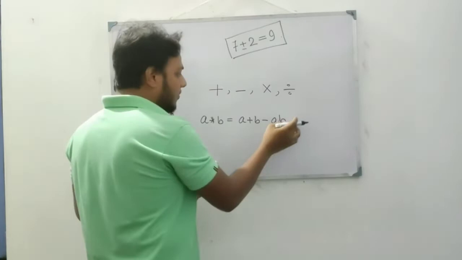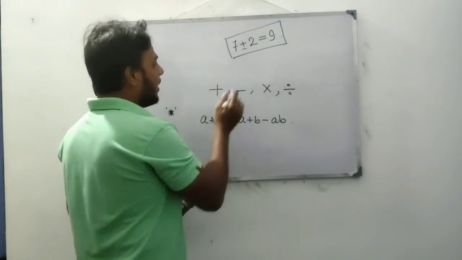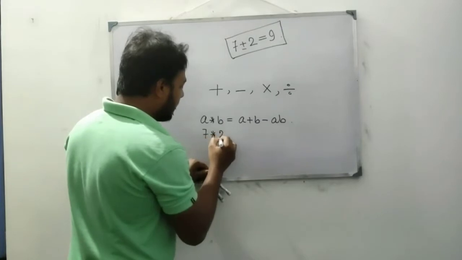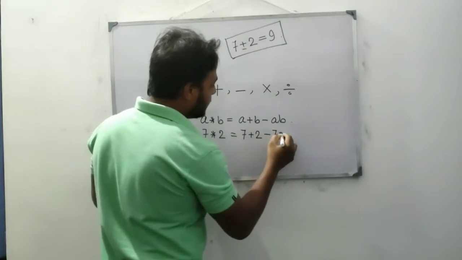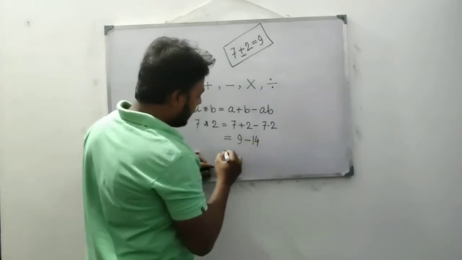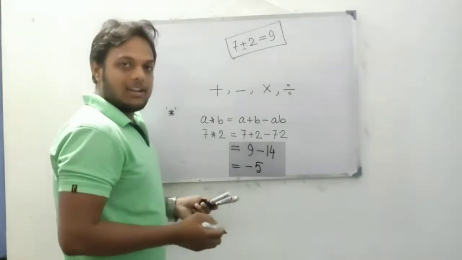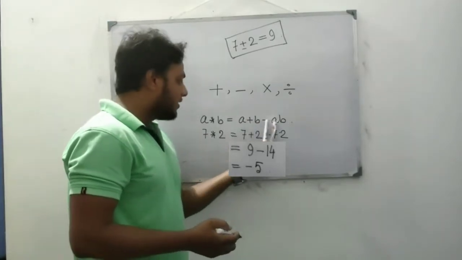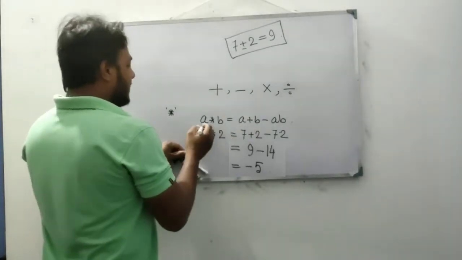But right now I have given how to compute the value of a star b. That means we can easily compute 7 star 2. What is the value of 7 star 2? So a is 7, b is 2: 7 plus 2 minus 7 into 2. So 7 plus 2 is 9, minus 14 equals minus 5. Okay. Hope you get an idea of the new operation star, which is defined in this way, and 7 star 2 equals minus 5.